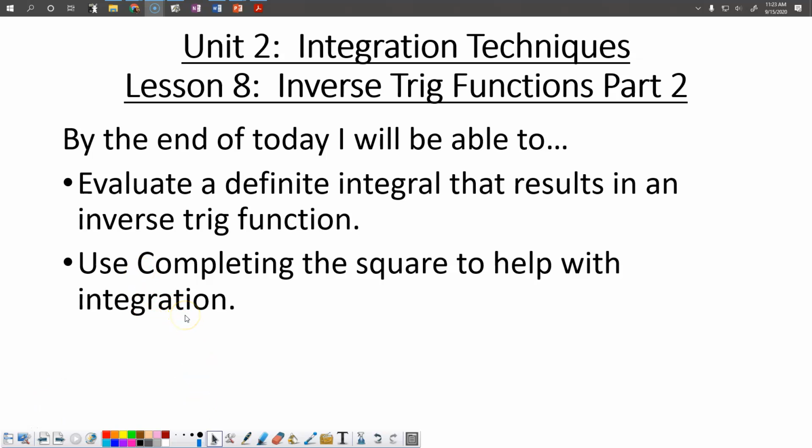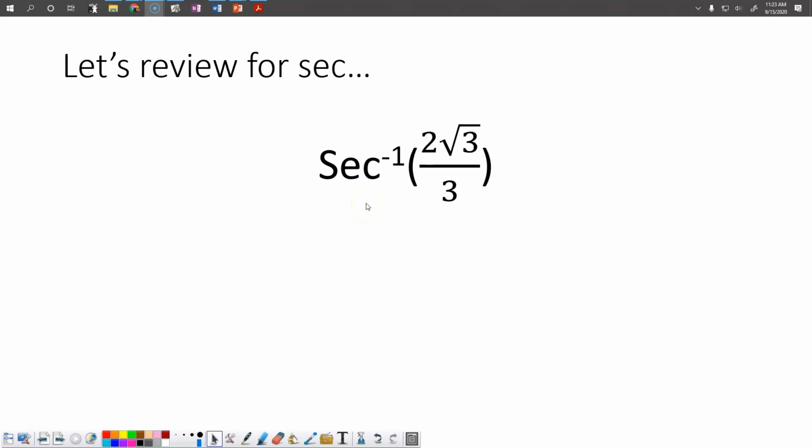We're going to continue our work with inverse trig functions, and I'm also going to show you a new little trick you can do when trying to integrate. It's called completing the square, which is something that should hopefully sound a little bit familiar to you from your pre-calculus. But let's go ahead and jump into our lesson for today.